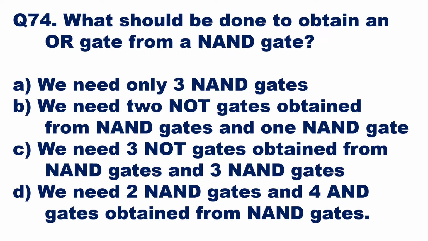What should be done to obtain an OR gate from a NAND? Option A: We need only three NAND gates. Option B: We need two NOT gates obtained from NAND gates and one NAND gate. Option C: We need three NOT gates obtained from NAND gates and three NAND gates. Option D: We need two NAND gates and four AND gates obtained from NAND gates. So which combination is correct for this question? What should be done to obtain an OR gate from a NAND?